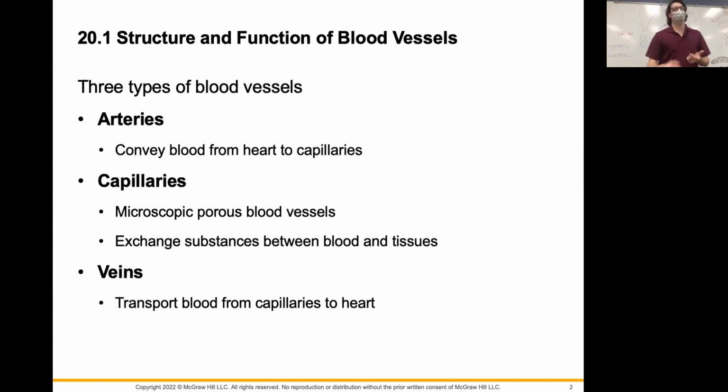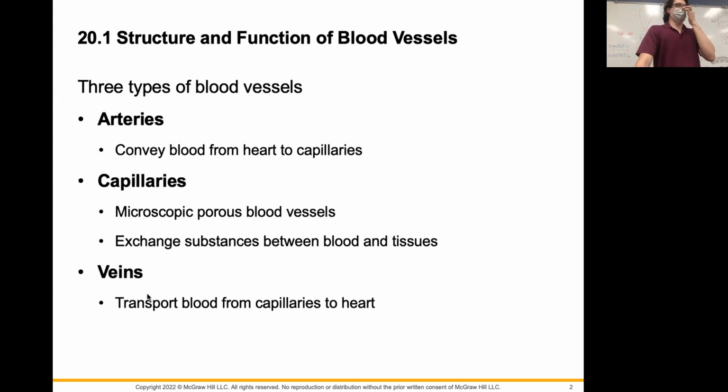Because we have exchange of substances, we have to be porous here. We have little tiny holes, or really just holes of varying sizes in the sides of the capillaries to allow us to exchange things. Stuff like oxygen and CO2, those can pass through without holes whatsoever. Some larger things will need bigger holes, and we'll talk about that when we get there.